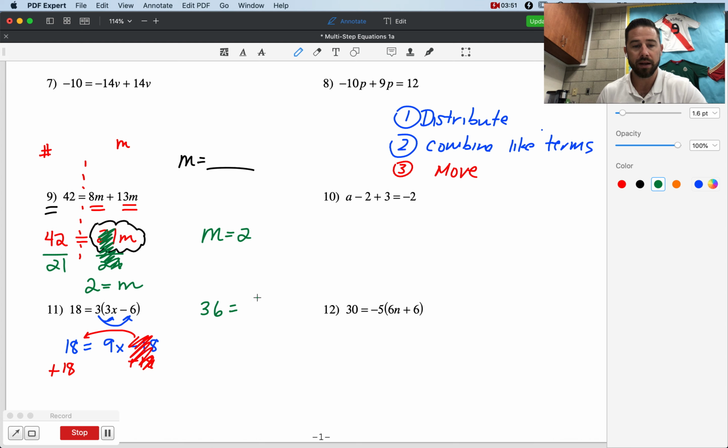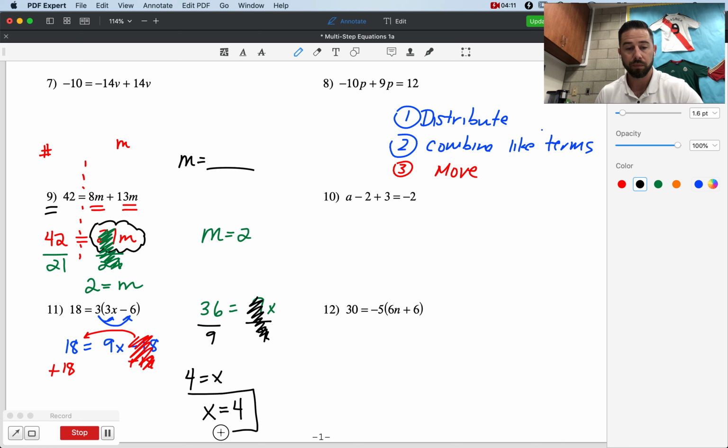equals what's on the right side? 9x. And remember, the 9 is stuck to the x. If we want to unstick it, we divide. Okay, 36 divided by 9 is 4 equals x. And we don't want to put it like that. We want to put it as x equals 4. Okay? Solid, solid, solid, solid.